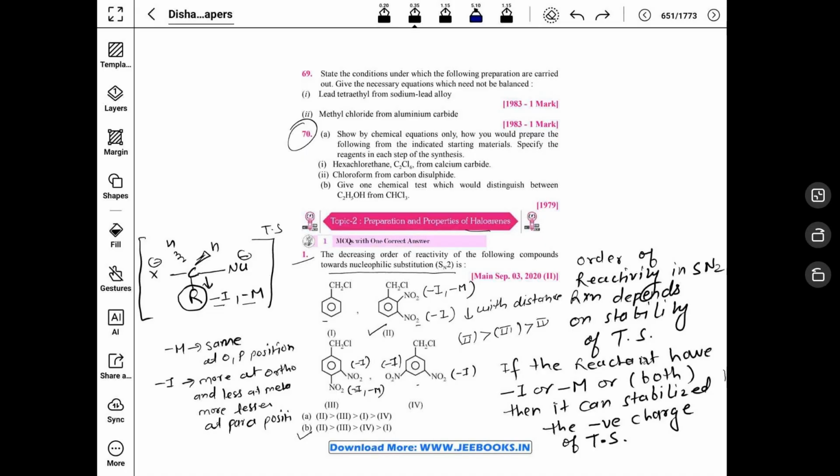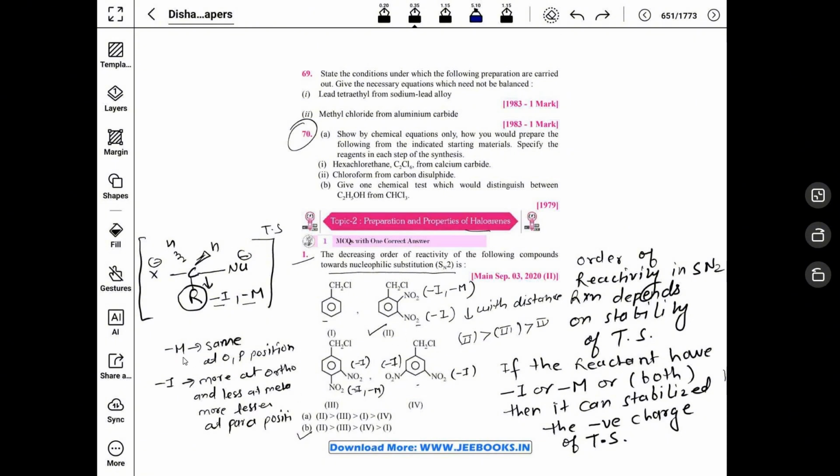In the SN2 reaction, the transition state carries negative charge. So stabilization of negative charge is very, very important for higher reactivity. Among these four options, 2 is stabilizing the negative charge more effectively, because in 2, minus I and minus M effects both are there, but minus I is more as compared to option 3, because in option 3, nitro is at para and therefore the inductive effect is less as compared to the ortho position. But meta doesn't have any resonance effect.